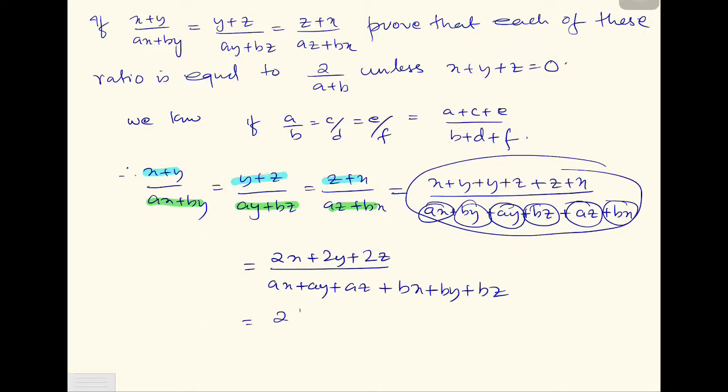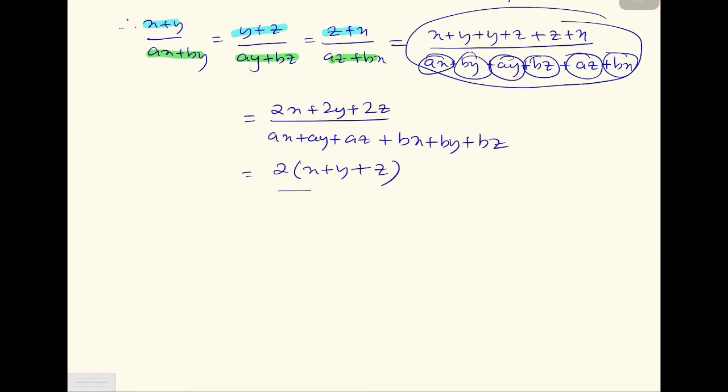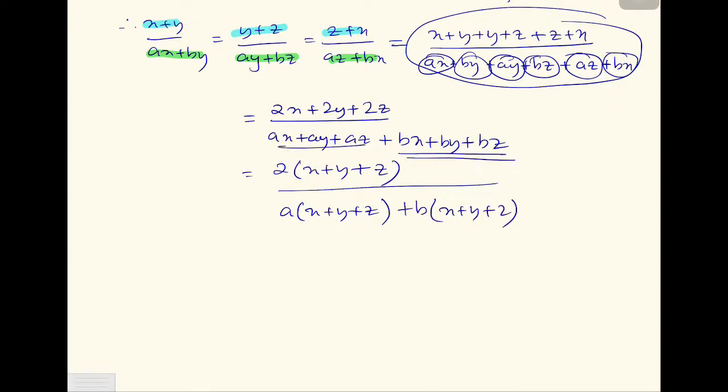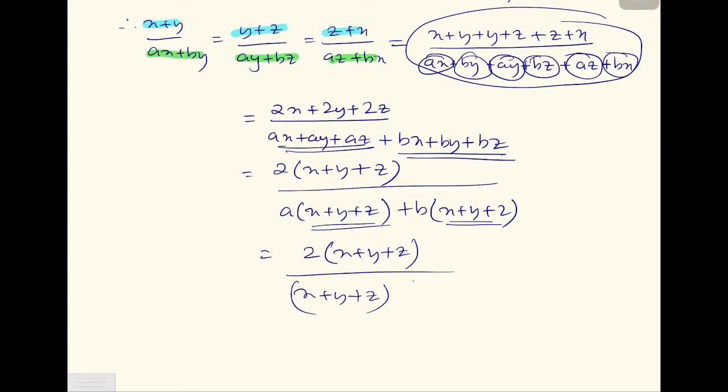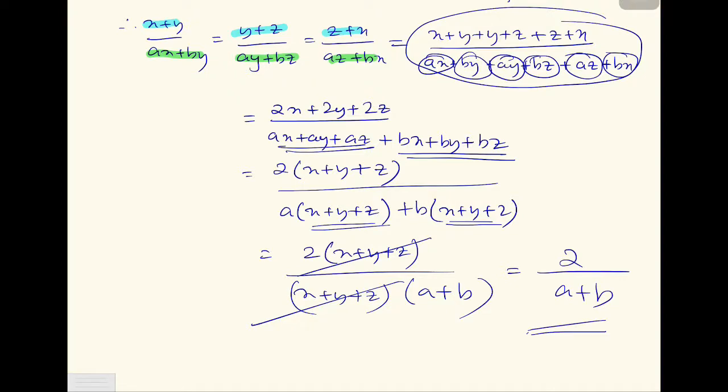Okay, so 2 common, x plus y plus z, and in the denominator, a common, x plus y plus z, also b common, x plus y plus z. Here, look here, b common, a common here. So 2 common, x plus y plus z, that's the same thing. And again these two are common, so x plus y plus z divided by a plus b. So that cancels this, and I'm left with 2 divided by a plus b. So hence proved.